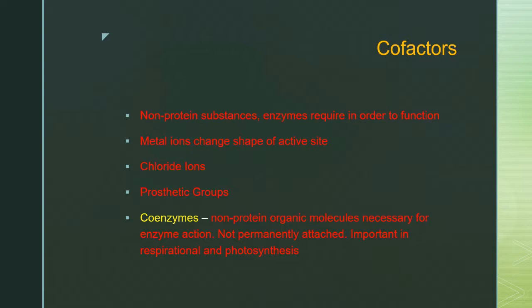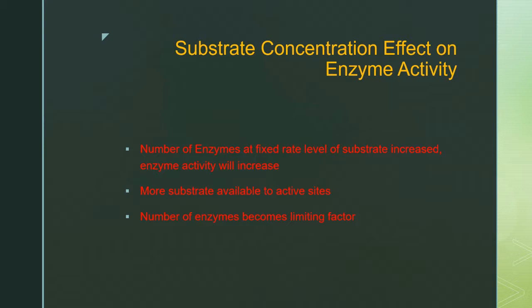Cofactors, now a completely different thing again, moving on from enzyme action. Cofactors are basically non-protein substances that enzymes require in order to function. They can be metal ions that change the shape of the active site, they can be chloride ions or phosphate groups, phosphate groups being probably the most common one you'll know, like haem. Coenzymes, the definition of that is a non-protein organic molecule necessary for enzyme action. It's not permanently attached to the enzyme, but it is important in respiration and photosynthesis.